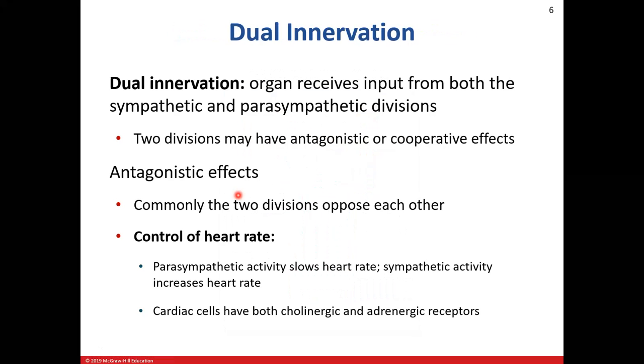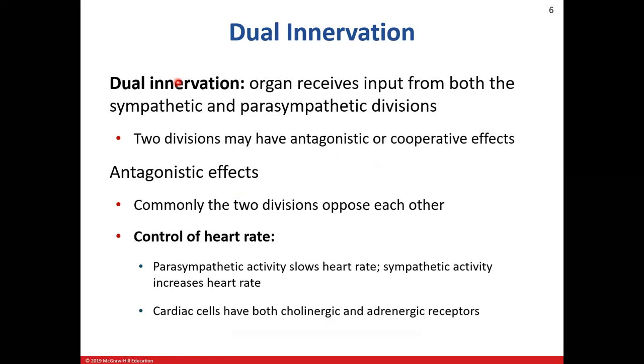So within our body, we have dual innervation of a lot of our organs. This means that these particular organs are going to receive input from both the sympathetic and the parasympathetic divisions. What that means is that we're going to have these two divisions giving antagonistic or different cooperative effects, meaning the sympathetic system performs one function or causes one response, and the parasympathetic division is going to cause a different response within the same organ.